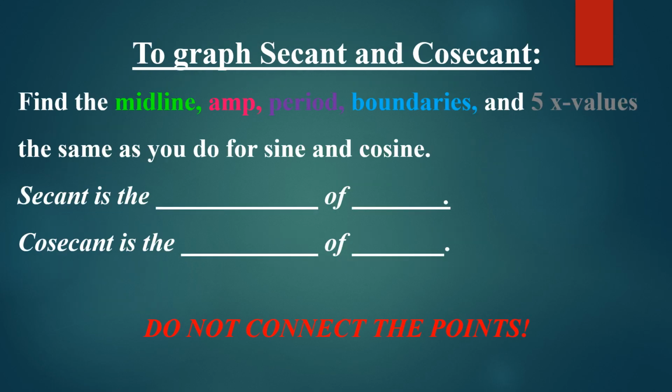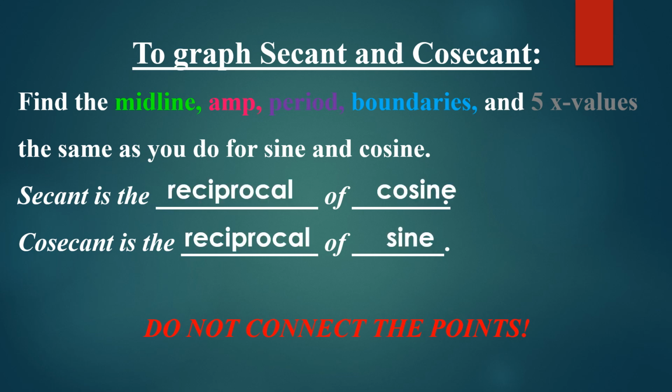So here's another quick little thing. We're going to do all that same stuff again. In order to graph secant and cosecant, we need the midline, amplitude, period, boundaries, those 5 critical values. Don't forget the increment as well, so that we can graph secant, which is the reciprocal of cosine, and cosecant, which is the reciprocal of sine. We're going to do all that stuff the same. We're even going to plot the same points, but we're not going to connect the points. Don't connect the points. We do other things with them to get these graphs.